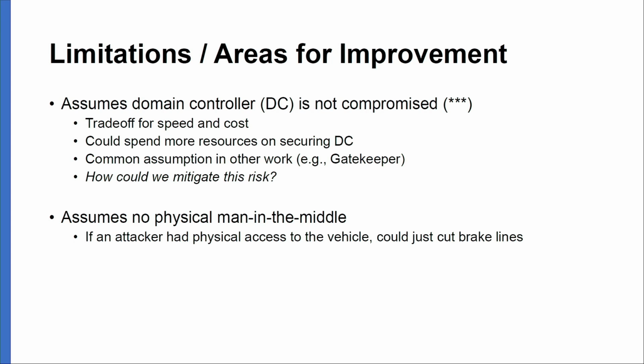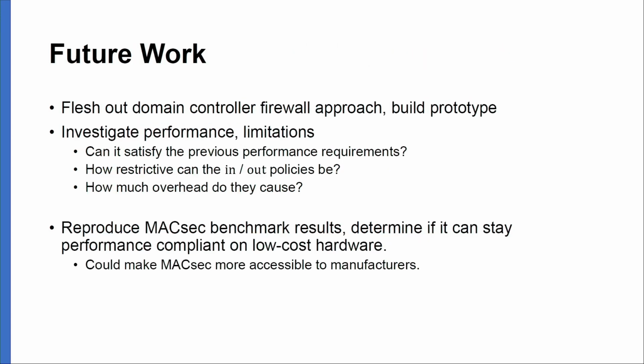Of course, this does assume that the DC is not compromised, which is a big limitation, and no physical man in the middle. But in the future, we'd like to see if we can make these things better. How can we satisfy those performance requirements? How restrictive can those policies be? And how much overhead do they cause? And we'd also like to see if we could reproduce the MACsec result.